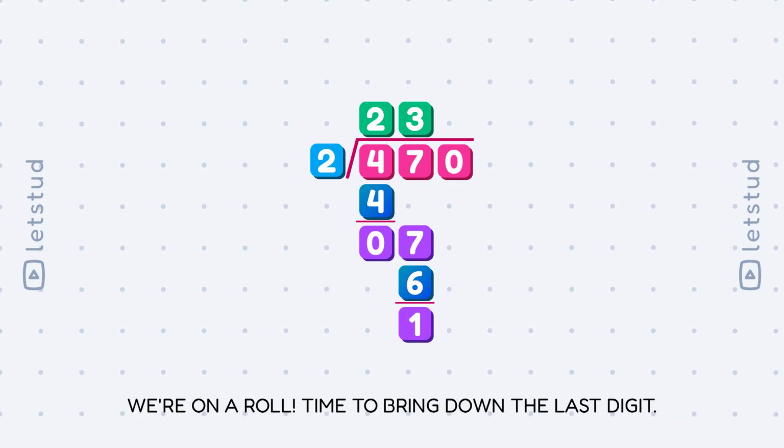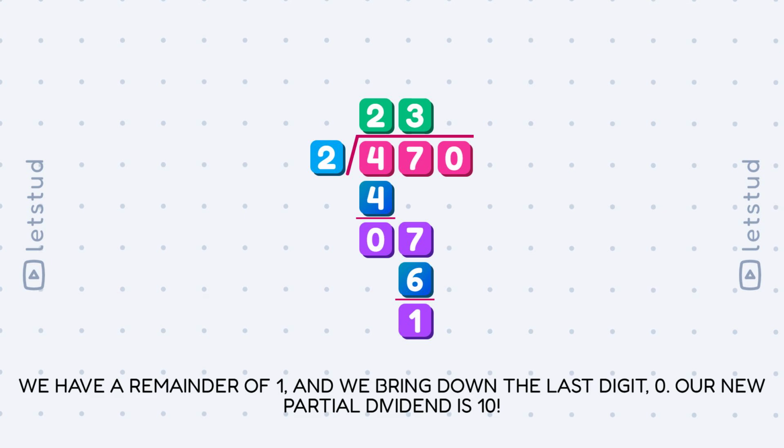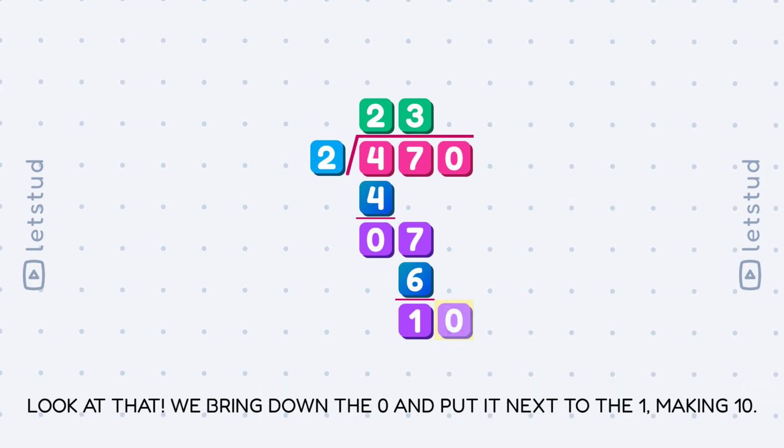We're on a roll, time to bring down the last digit. We have a remainder of 1 and we bring down the last digit 0. Our new partial dividend is 10. Look at that, we bring down the 0 and put it next to the 1, making 10.